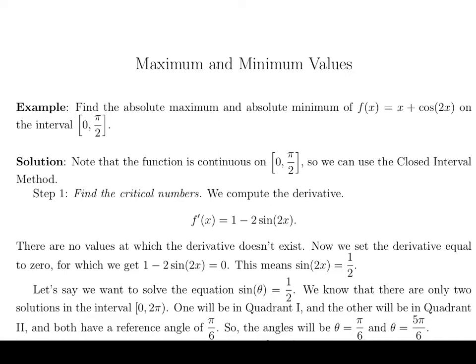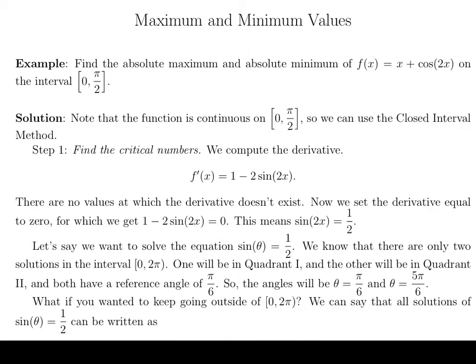And they both have a reference angle of pi over 6. That's based on this equation: sine of pi over 6 is 1/2. So obviously the first angle is just pi over 6. The other one is a second quadrant angle whose reference angle is pi over 6. And so that's going to be 5 pi over 6. So those are the two values that we get, at least between 0 and 2 pi.